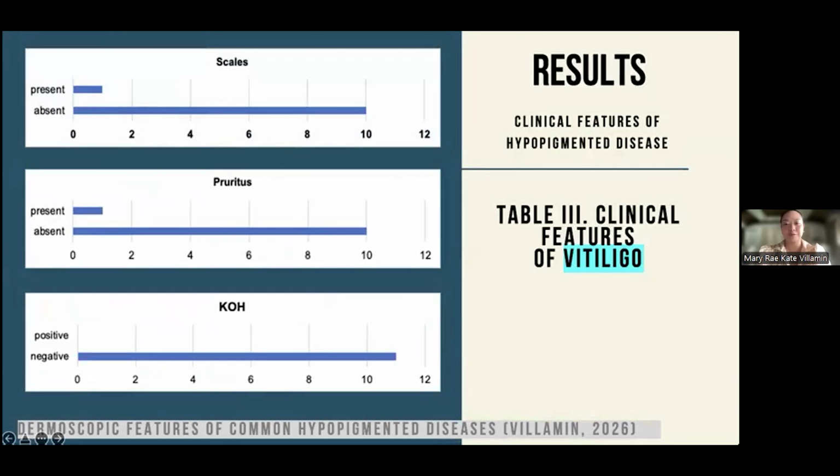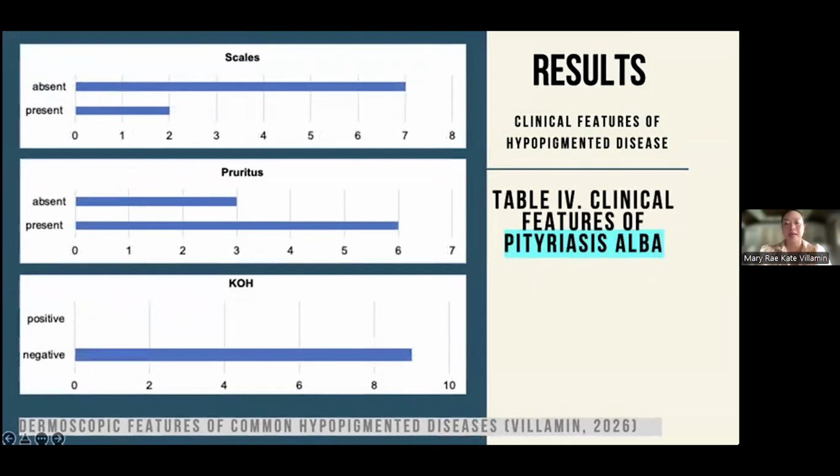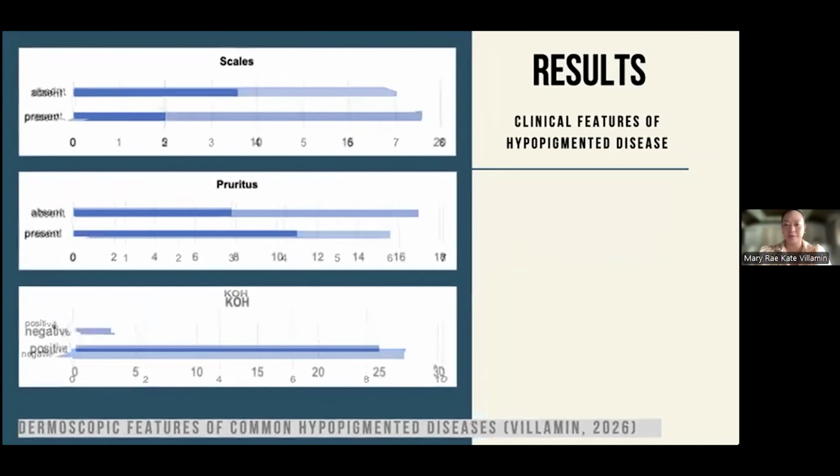Approximately 90% of participants with vitiligo showed no scales or pruritus on their lesions. All participants showed negative KOH skin scraping findings. And approximately 77.78% of participants with pityriasis alba had lesions devoid of scales. 66.67% have pruritus, and all had negative KOH.